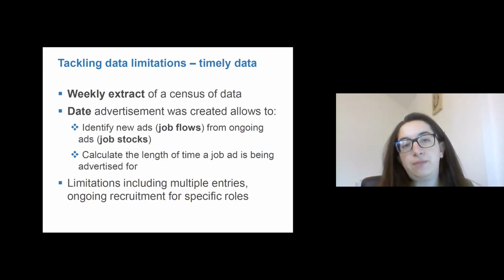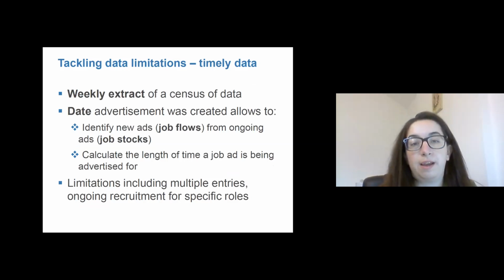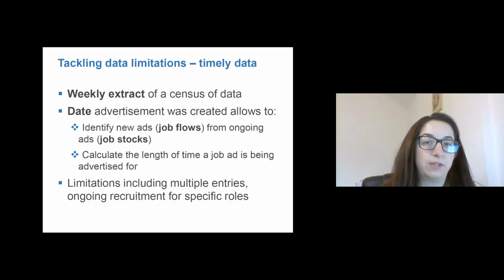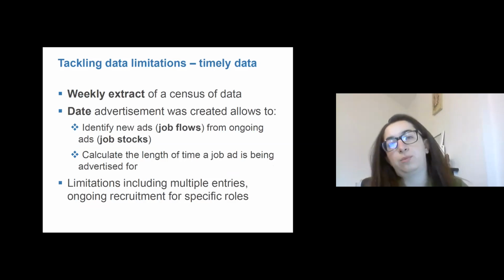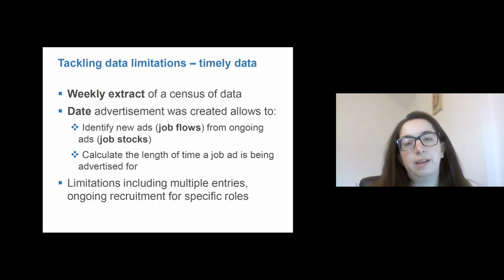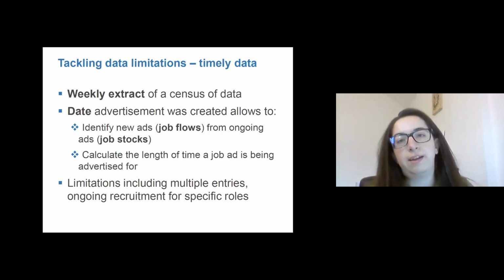We use the date of the advertisement to create an index of job flows and job stocks. So the job flows were jobs that advertised for less than 7 days, given the fact that we had a weekly extract of the data, and job stocks were jobs that advertised for longer than a week. We could also calculate the length of time a job ad was being advertised for. And of course, there are always limitations when you use this information, given that a job might enter the site and then re-enter again and again for different reasons, or maybe there's an ongoing recruitment for a role. Next slide, please.